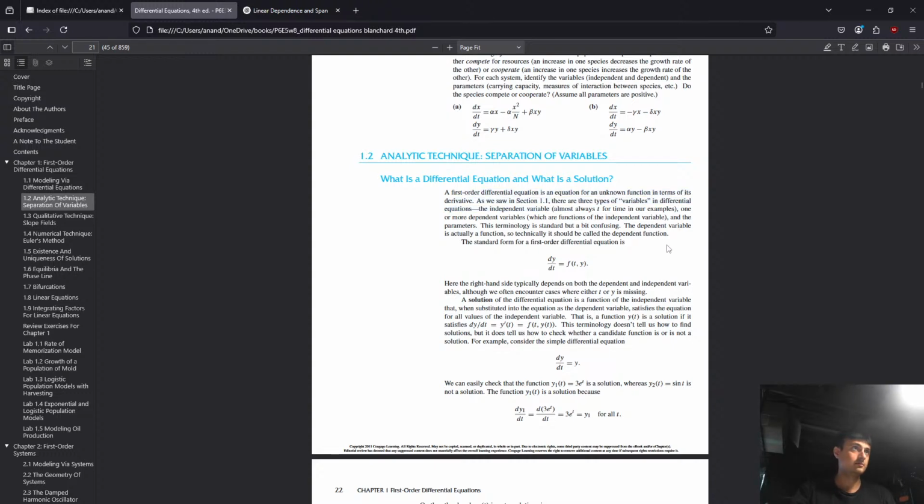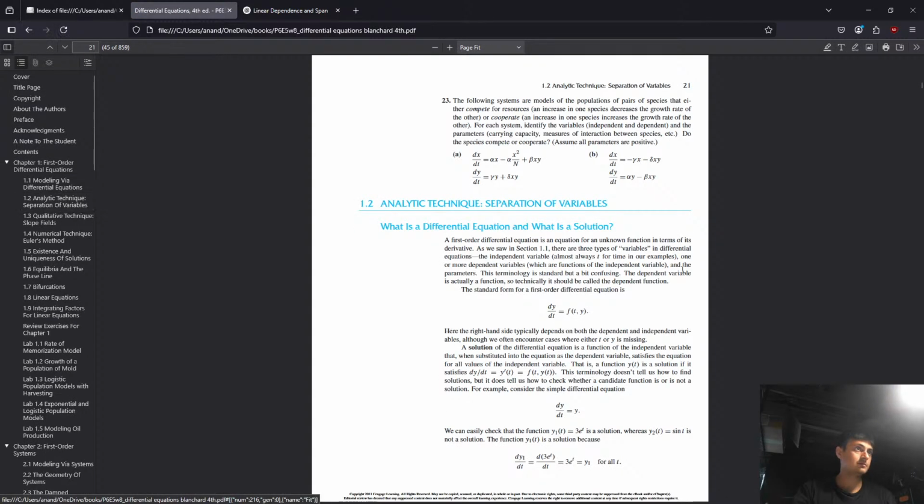Why can't I zoom in? What the hell is going on?